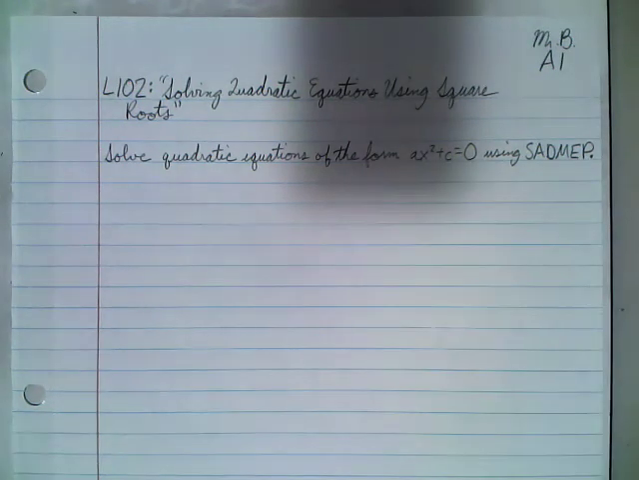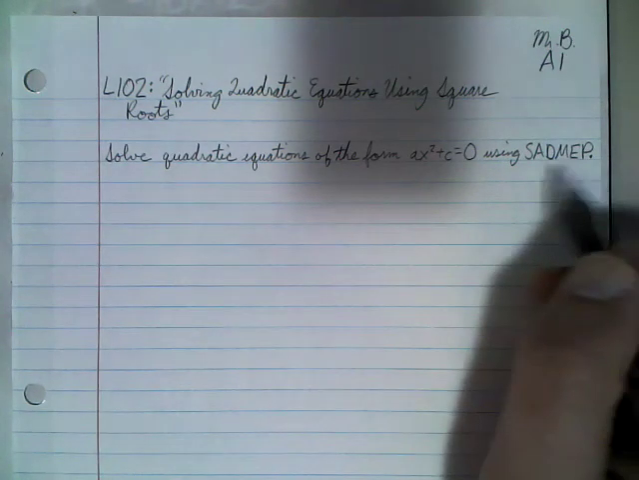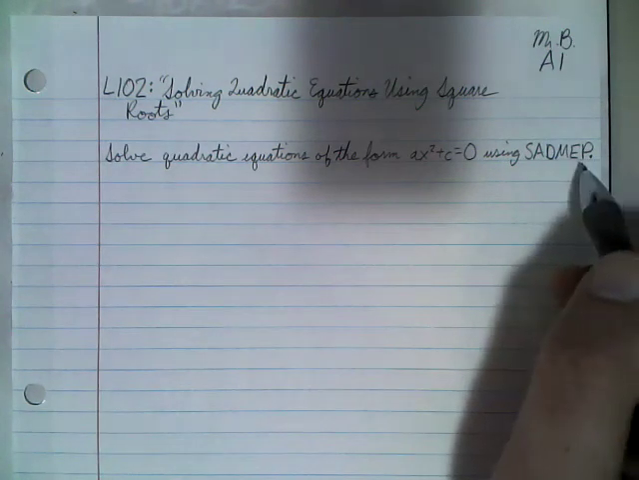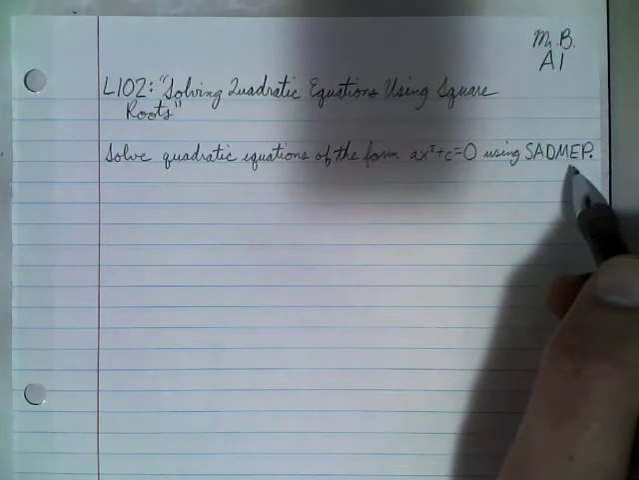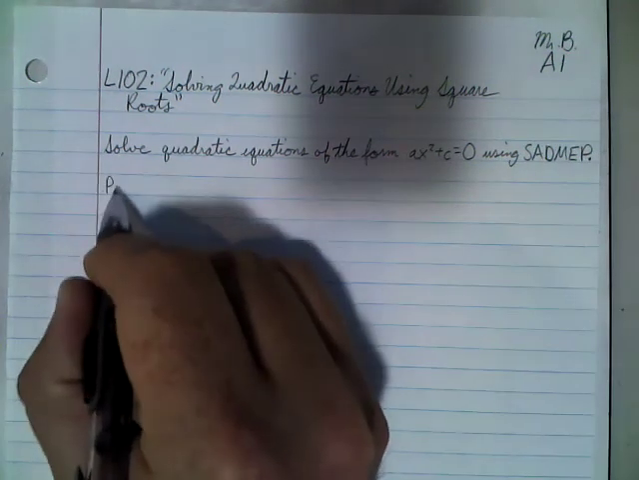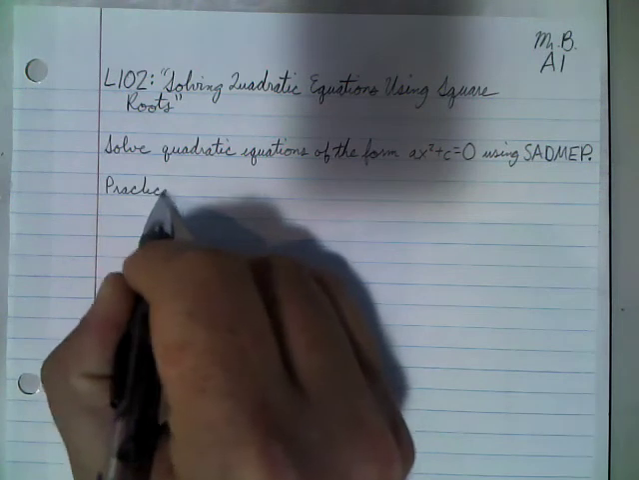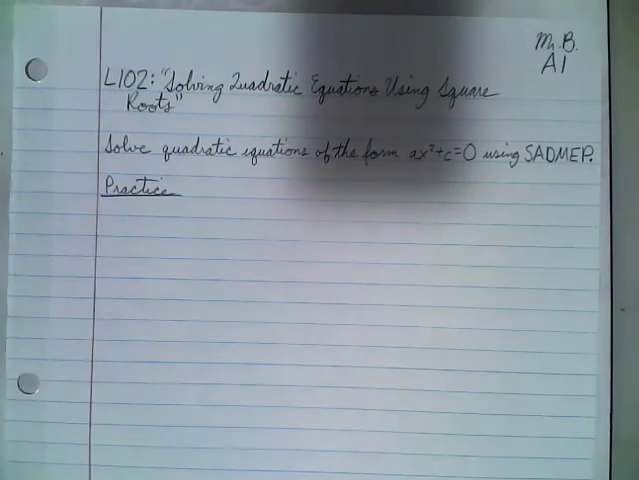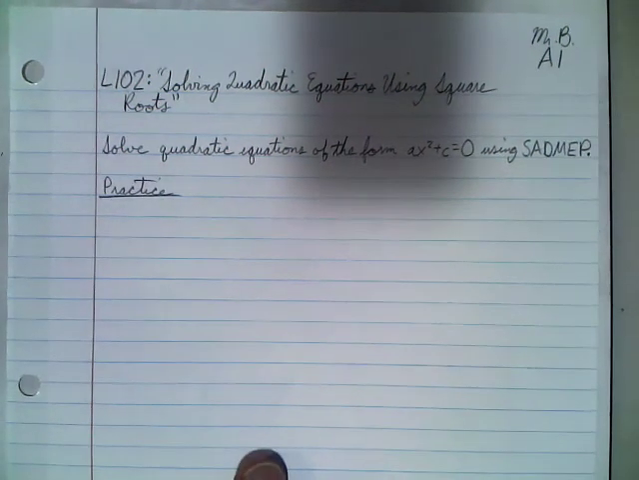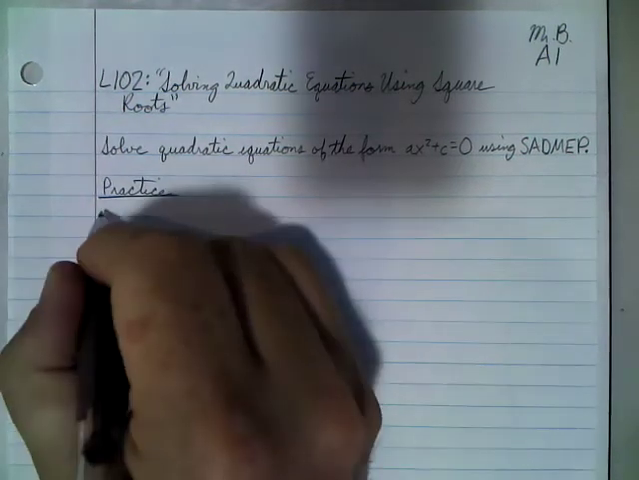So if all we have is an x squared and a constant, then we can just solve it using our typical SADMAP, the reverse order of operations. So if you'll open up your books, we're going to take a look at the practice problems together. And those are on page 687.